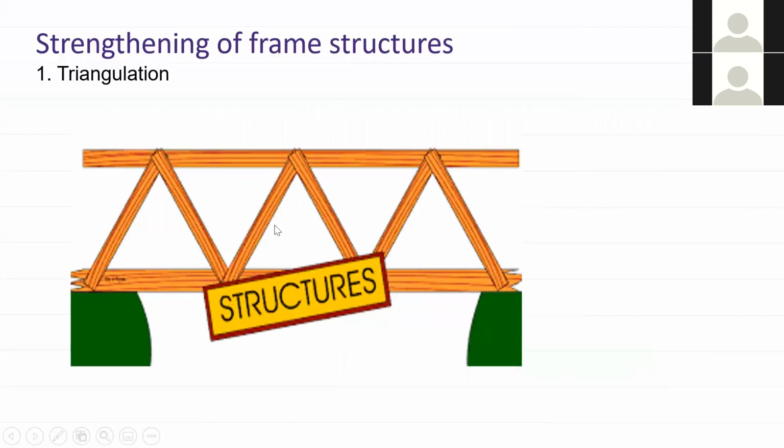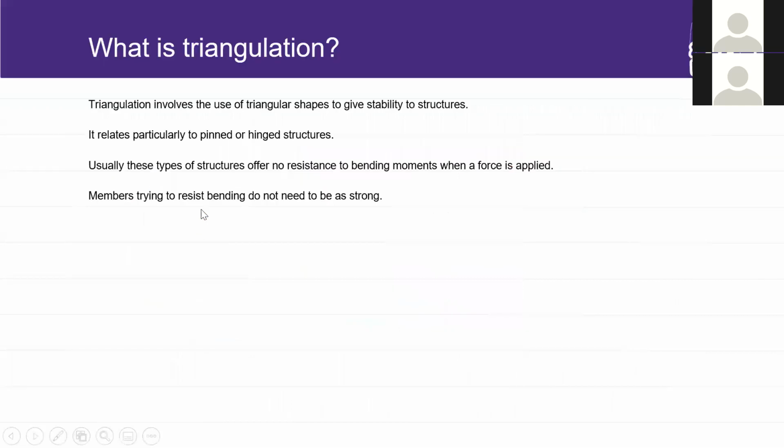So when we strengthen our cell phone tower or our frame structures, we use triangulation. Triangulation involves the use of triangular shapes to give stability to structures. We want our cell phone tower to be stable, so we are going to make triangles in it. It relates particularly to pinned or hinged structures. It's usually these types of structures, they offer no resistance to bending movements when a force is applied, okay?